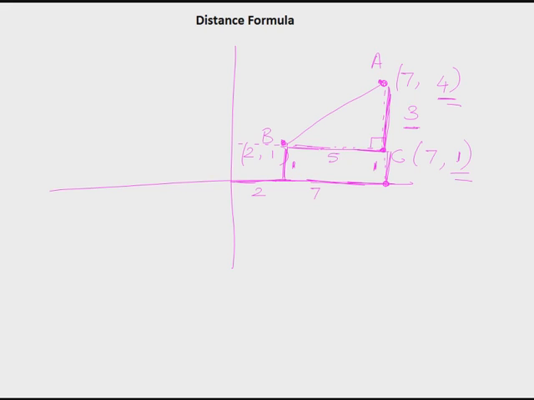So let's find out the hypotenuse. The hypotenuse will be root of 3 squared plus 5 squared. And that will work out to be root of 34. So length of AB is root 34. And this is the distance formula.